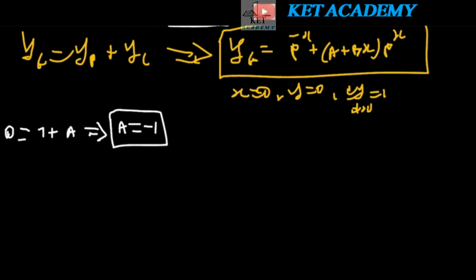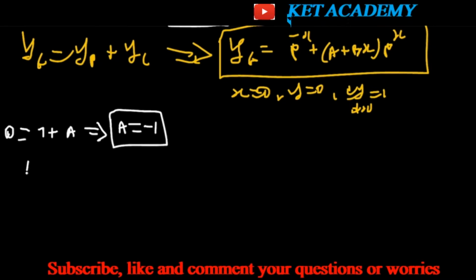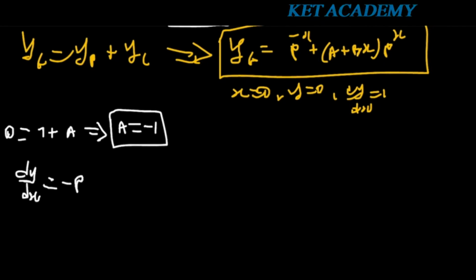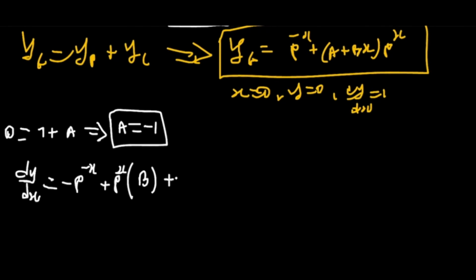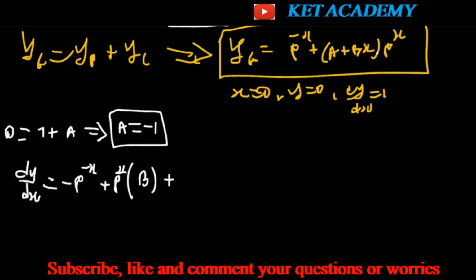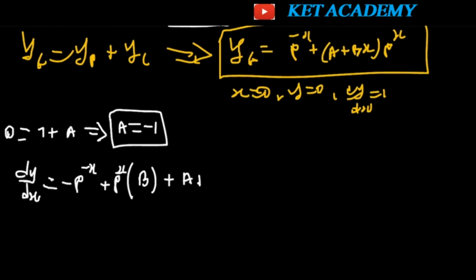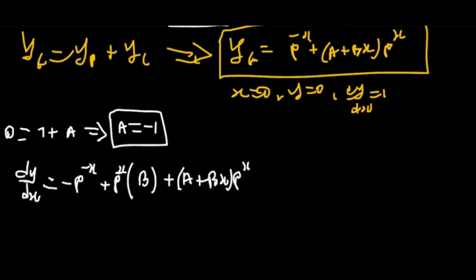Now we are going to look for the first derivative of the general solution. So this is going to give us minus e to the minus x, plus, we're going to keep e to the x constant and differentiate inside. When we differentiate a, we have 0, and when we differentiate bx, we have b. Now plus, we keep a plus bx constant and differentiate e to the x, which simply gives us the same thing, so this will be e to the power x.